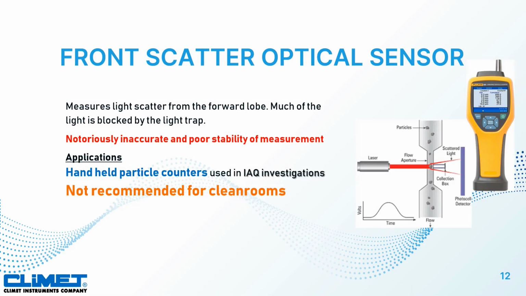The first type of optical sensor is a front scatter optical sensor. Here, the sensor only measures light scatter coming off the front lobe of the Mie scatter, and even this is partially blocked by the light trap. Although inexpensive, this type of sensor is generally used in handheld particle counters, is notoriously inaccurate, and extremely susceptible to changes in temperature, relative humidity, and barometric pressure.